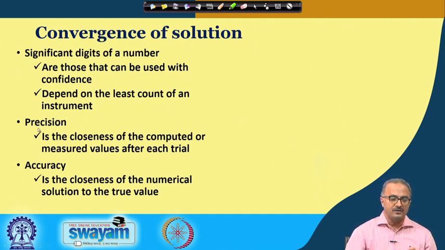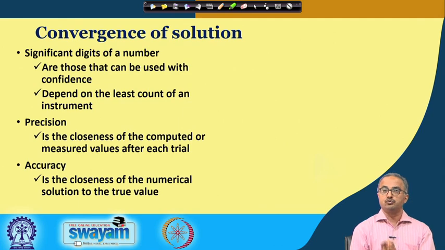On the other hand, we have accuracy. Now, accuracy tells us how close we are to the true value, the actual value. Now, it may be that we have a precise solution. That means, after each consecutive iteration, the values are very close. But these close values need not mean that they are also the true values. Okay? So, that is the difference between precision and accuracy.